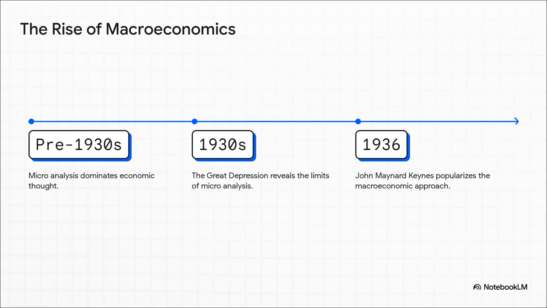And here's a really fascinating bit of history. For a really long time, pretty much all of economics was microeconomics. But then, the 1930s happened. The Great Depression hits. And suddenly you have these massive nationwide problems. We're talking huge unemployment, the whole economy just grinding to a halt.